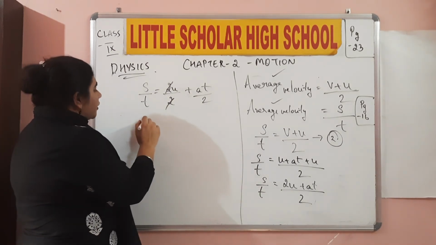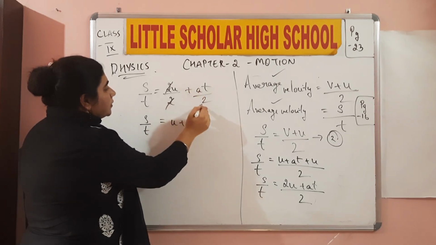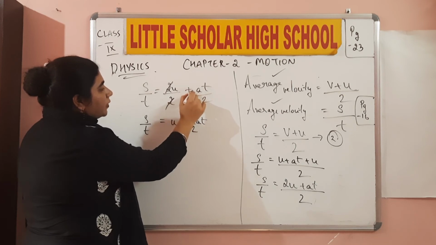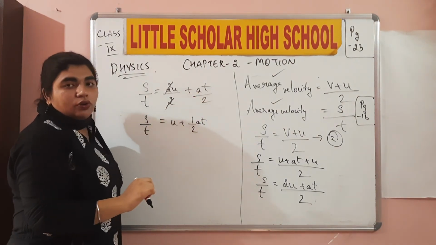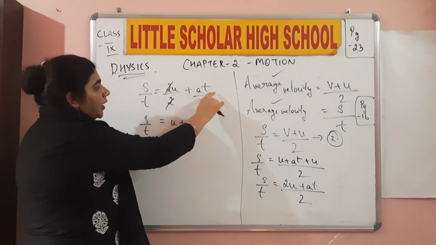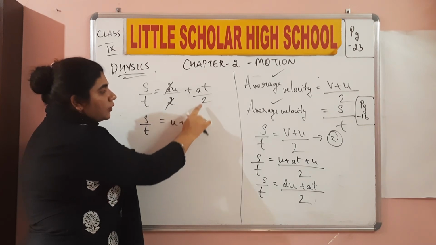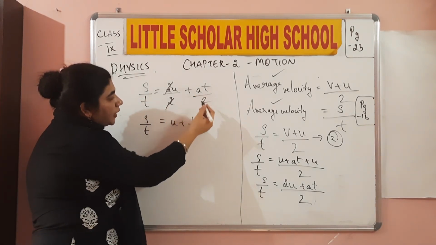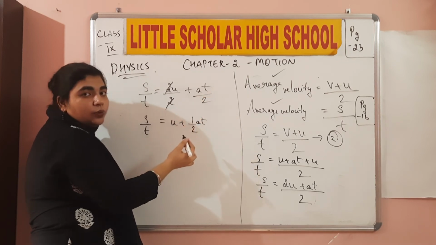Did you understand? So S by T is equal to U plus, this is nothing but 1 by 2 into AT. Okay, in the numerator it is actually 1. Did you understand? Because AT by 2 is nothing but AT into half. Okay, 1 into AT is what? AT. We get the same equation back again. So instead of writing AT by 2, I wrote it as 1 into AT by 2. 1 into AT is again going to be AT over here.